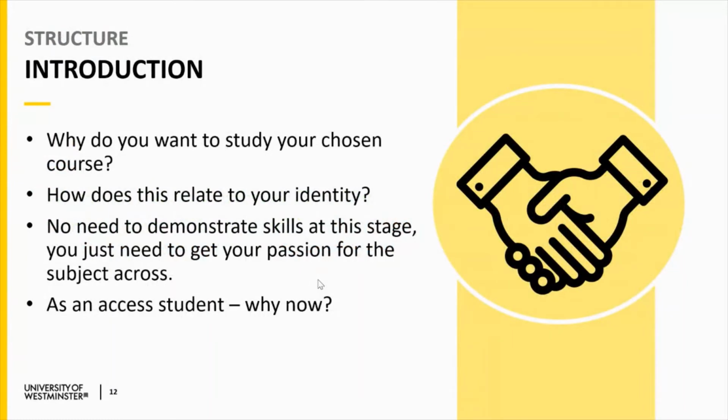So we'll go through section by section now. And just to note, there isn't any set structure that you have to follow. This is just a simple format that I recommend, but you might find something else that works better for you. So first of all, we've got the introduction. So just like meeting someone in a job interview, your first impression is really going to count. So you want to grab the reader's attention right from the beginning and get your passion across and tell the reader why you want to study this subject. As an Access student, you also want to answer the question, why now? Think about what's led you to this decision to re-enter education and this subject in particular.